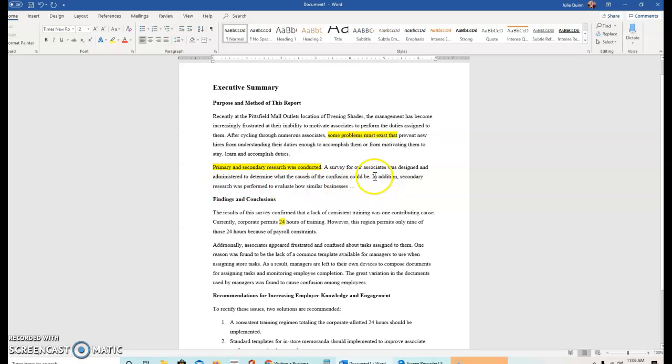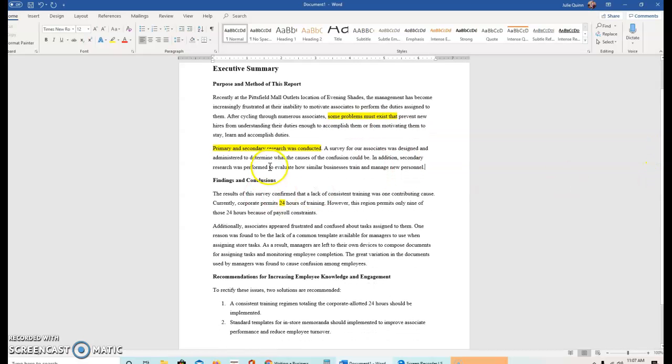Secondary research, and I believe I added this, was performed to evaluate how similar businesses train and manage new personnel, because that was part of the actual Evening Shades report that was not in the executive summary. So now you can see why I highlighted some of that. I modified and added from the original, but most of what is in the original is presented here.